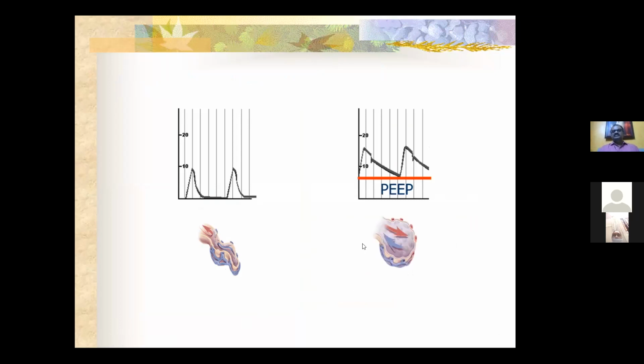So this is what you're going to see. The lower one is the alveoli. If there is no PEEP, there will be collapse of the alveoli and the airways. When you are applying a PEEP, it will keep the alveoli open and the smaller airways will not collapse. That's what you see here: there will be collapse of these without PEEP. When you are applying a PEEP, there will be no collapse.